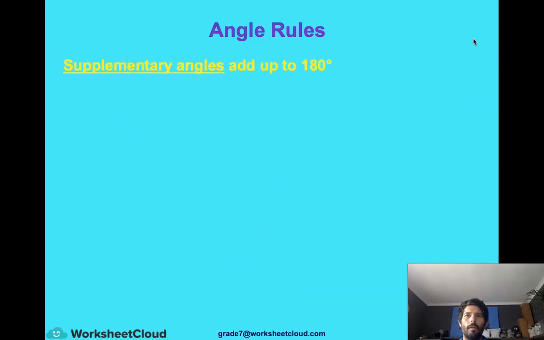Your next type of angle is called a supplementary angle. Now you get supplementary angles which add up to 180, and you also get complementary angles. Complementary angles add up to 90 degrees.